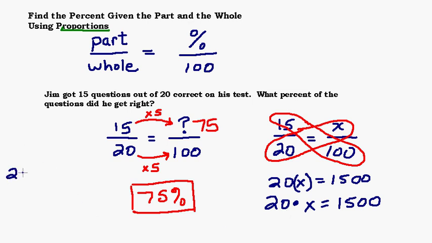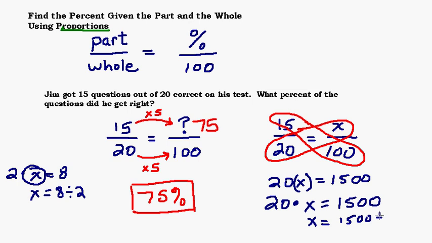Let's say you had 2 times something equals 8. Well, you know what that is. That's 4. Another way you could figure that out would be to take 8 divided by 2, and that would tell you what your missing number is. So in this case, we would take 1500 divided by 20. That's what we need to do.